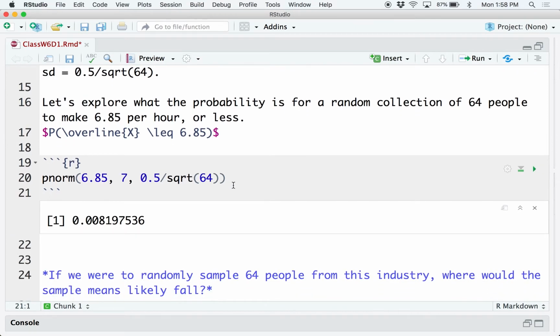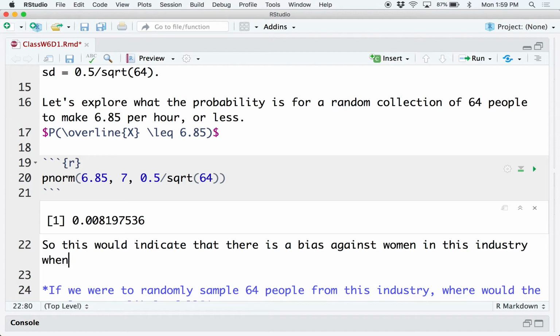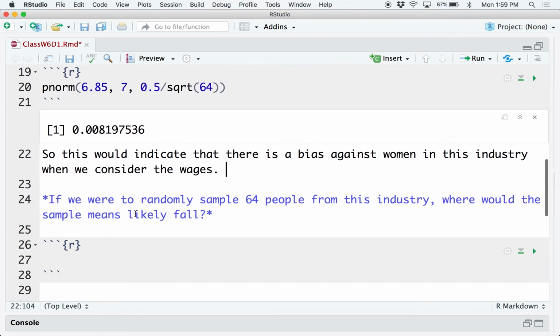Okay? And we can see that the probability that a randomly selected group of 64 people makes the wage of the women or something less is under 1%, right? So this would indicate that there is a bias against women in this industry when we consider the wages, right? Does this make sense?